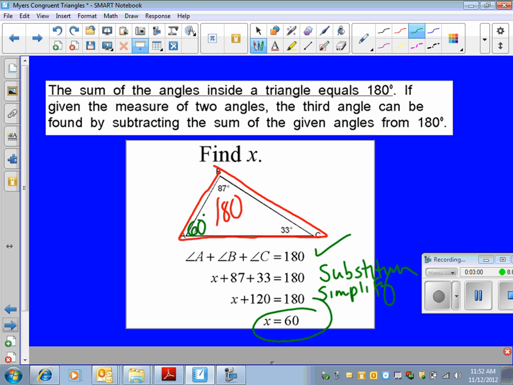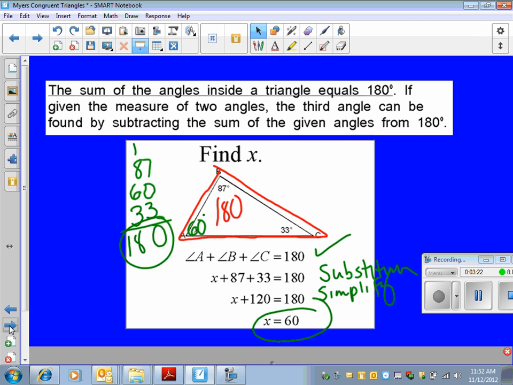So in other words, what do we need to do now? Let's go through and verify. 60, 87, and 33. Let's go back to our math. 7 and 3 is 10, carry a 1. 8 and 6 is 14, plus 1 is 15, 16, 17, 18. Awesome! They all add up to 180.